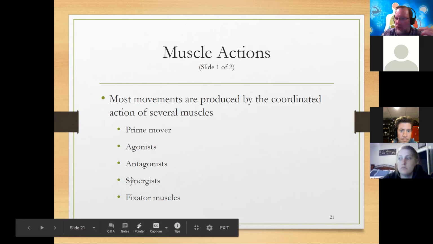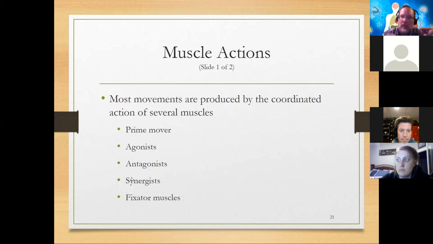Lastly, we have what's called a synergist, and a synergist is going to be, in essence, a helper, right? Synergy is a connection, right? When there's synergy, there's a link. A synergist is a helper. And a synergist sometimes helps the origin spot. So sometimes a synergist will kind of stabilize an origin. Sometimes a synergist, that's what they call a fixator, that last bullet. A fixator muscle is a synergist type that's going to kind of stabilize the origin.